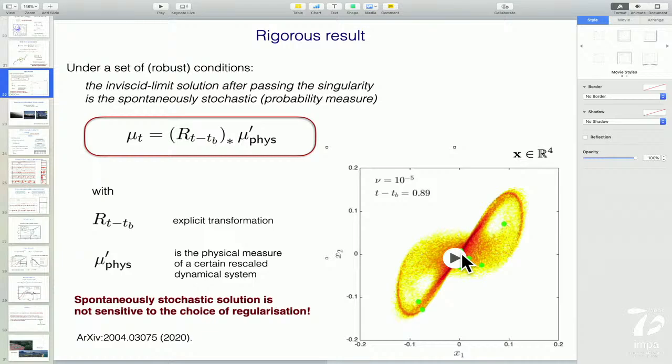So somehow what we can say is that whatever regularization we put, even a very small regularization, we have no chance to predict what will happen after blow up, because every realization will give absolutely different solutions. You see, the green points are in very different places, but we have a probability. We know that with a certain probability, for each region, we can find it.